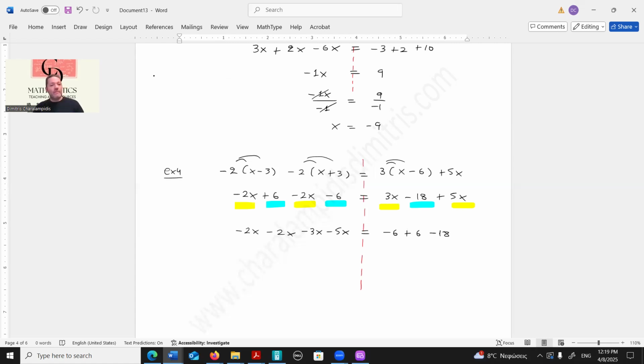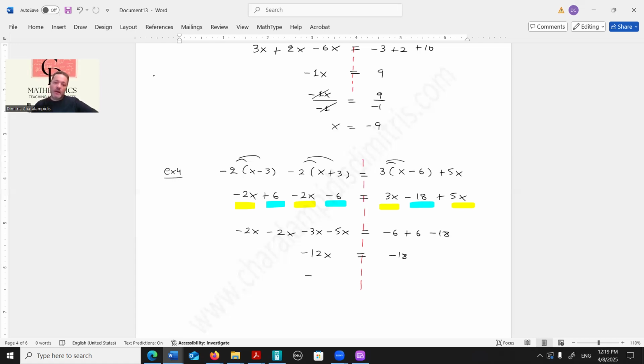Now we need to simplify. Remember that when we add like terms, it's like adding similar items. 5 doors plus 10 doors, it's 15 doors, minus 3 doors, it's 12 doors, and so on. So minus 2x, it should be minus 4x. Minus 3x, it should be minus 7x. Minus 5 again, it should be minus 12x. Negative 6 plus 6, it's 0. 0 minus 18, it's minus 18.